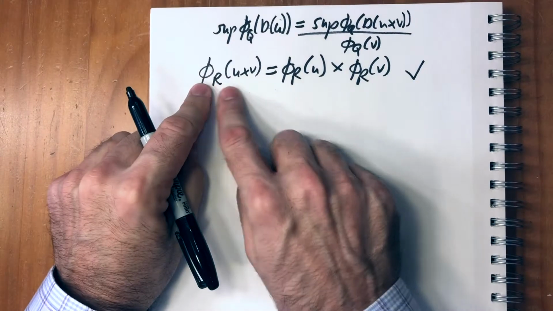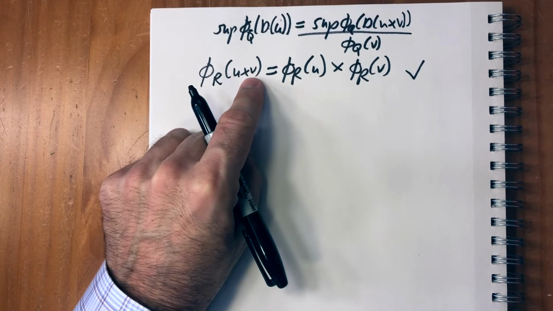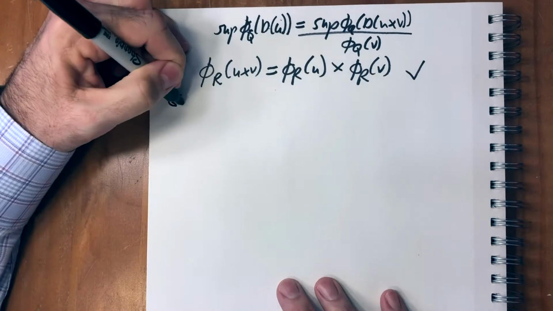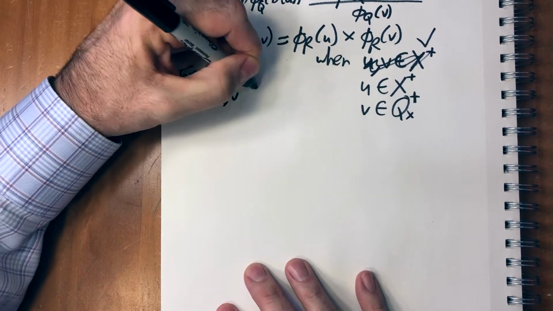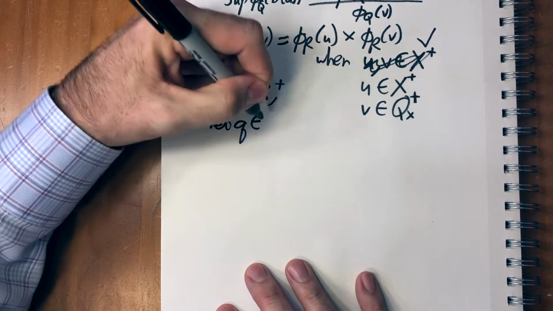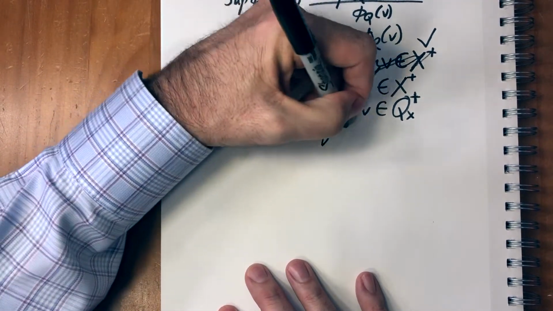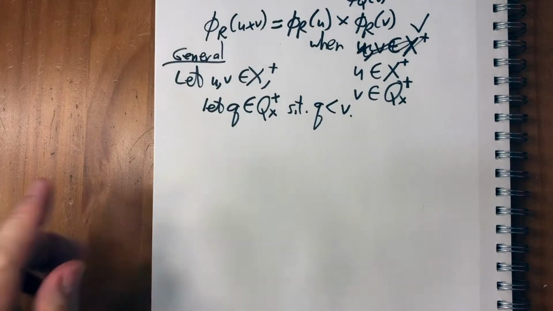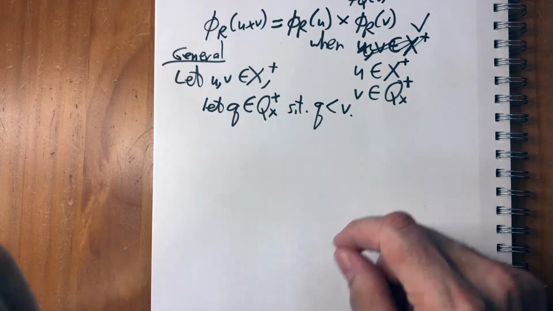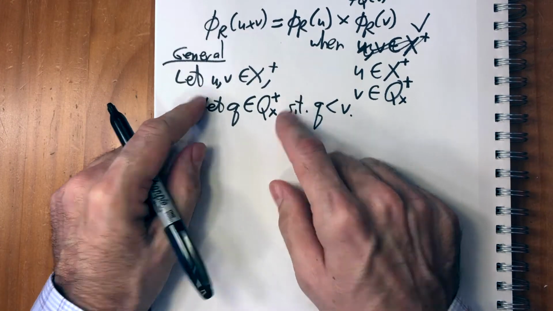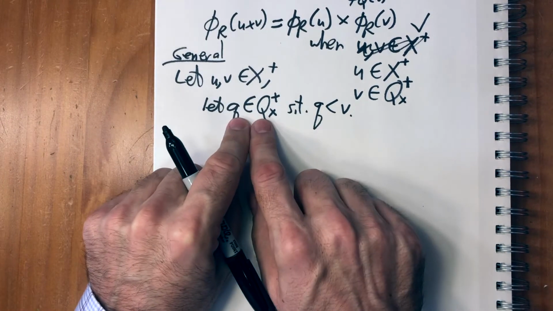Okay, so we've shown that phi_r preserves multiplication when one of the multiplicands is rational. So far, that proof was exactly like it was to prove the addition. So now the general case: let u and v be elements of X positive, and let q be an element of the positive rationals in X, such that q is less than v. Okay, now v is any real number, but q is a rational less than v. Now, this is where it matters that we're only talking about positive numbers, because the Dedekind cut is everything less than v, but q is only positive.